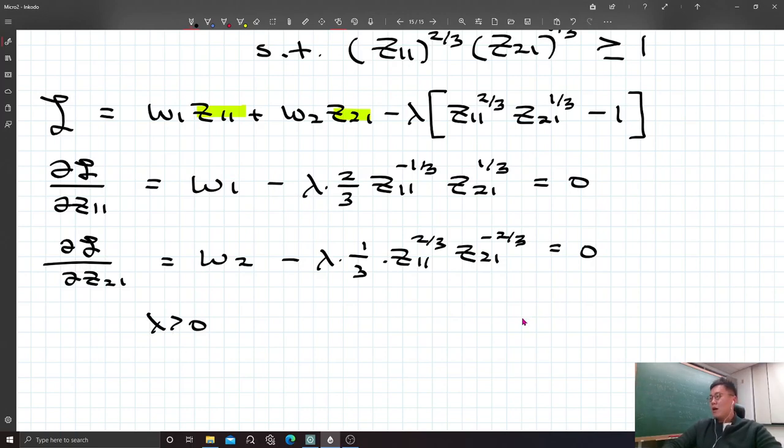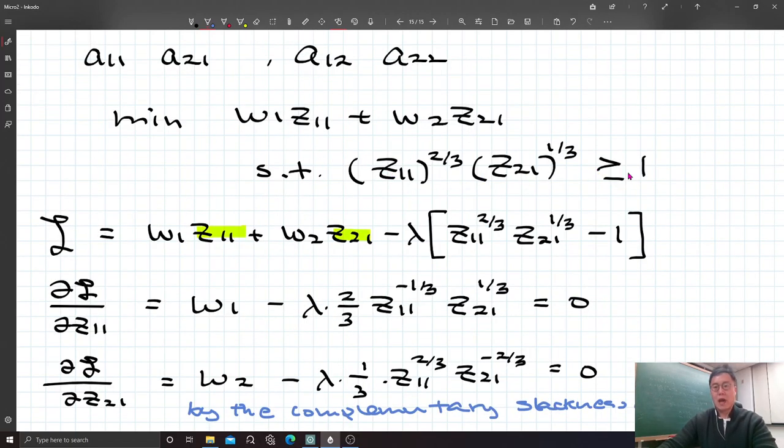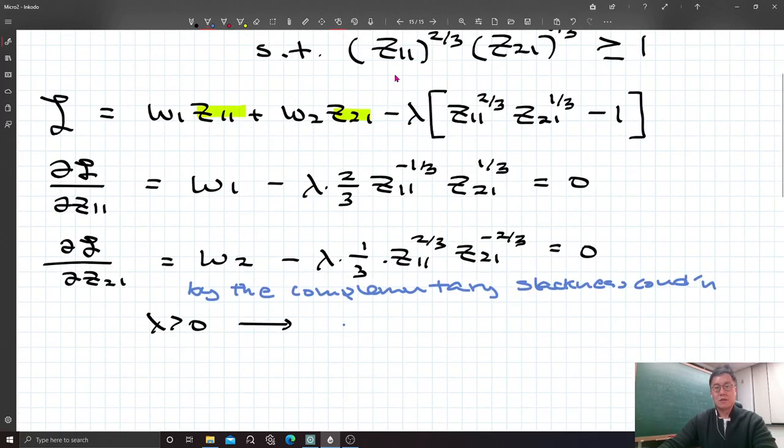What does it mean? By the Kuhn-Tucker theorem, if the multiplier is strictly positive, we know that its associated constraint should be binding. That is the complementary slackness condition. So by the complementary slackness condition, a positive multiplier means this inequality constraint should be held with equality, right? That means this constraint is binding. So z11 to the 2/3 and z21 to the 1/3 should be equal to 1.